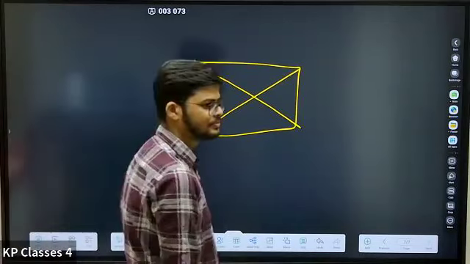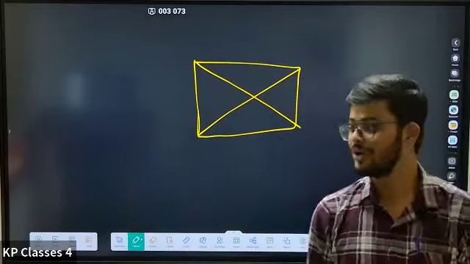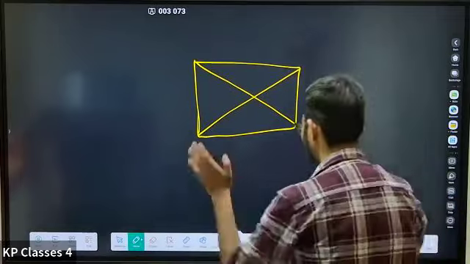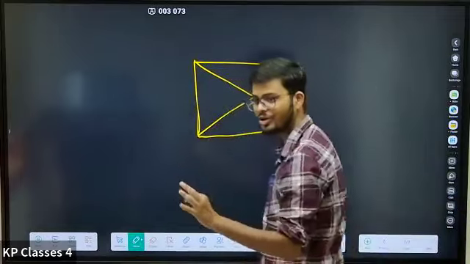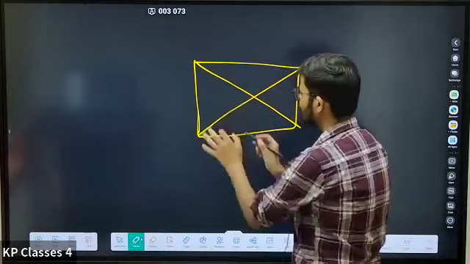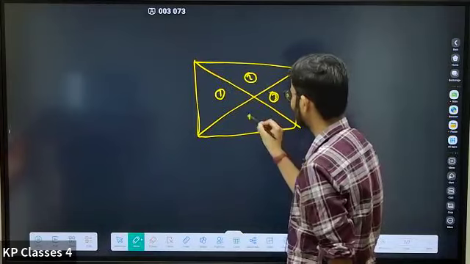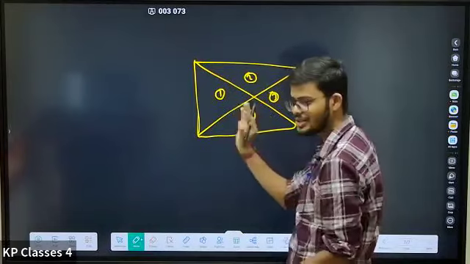Eight are there. How many triangles are there? Eight, right? Eight triangles are there. How are we going to count that? Here in this case, you know that triangle number one, triangle number two, triangle number three, triangle number four. So total four individual triangles are there.